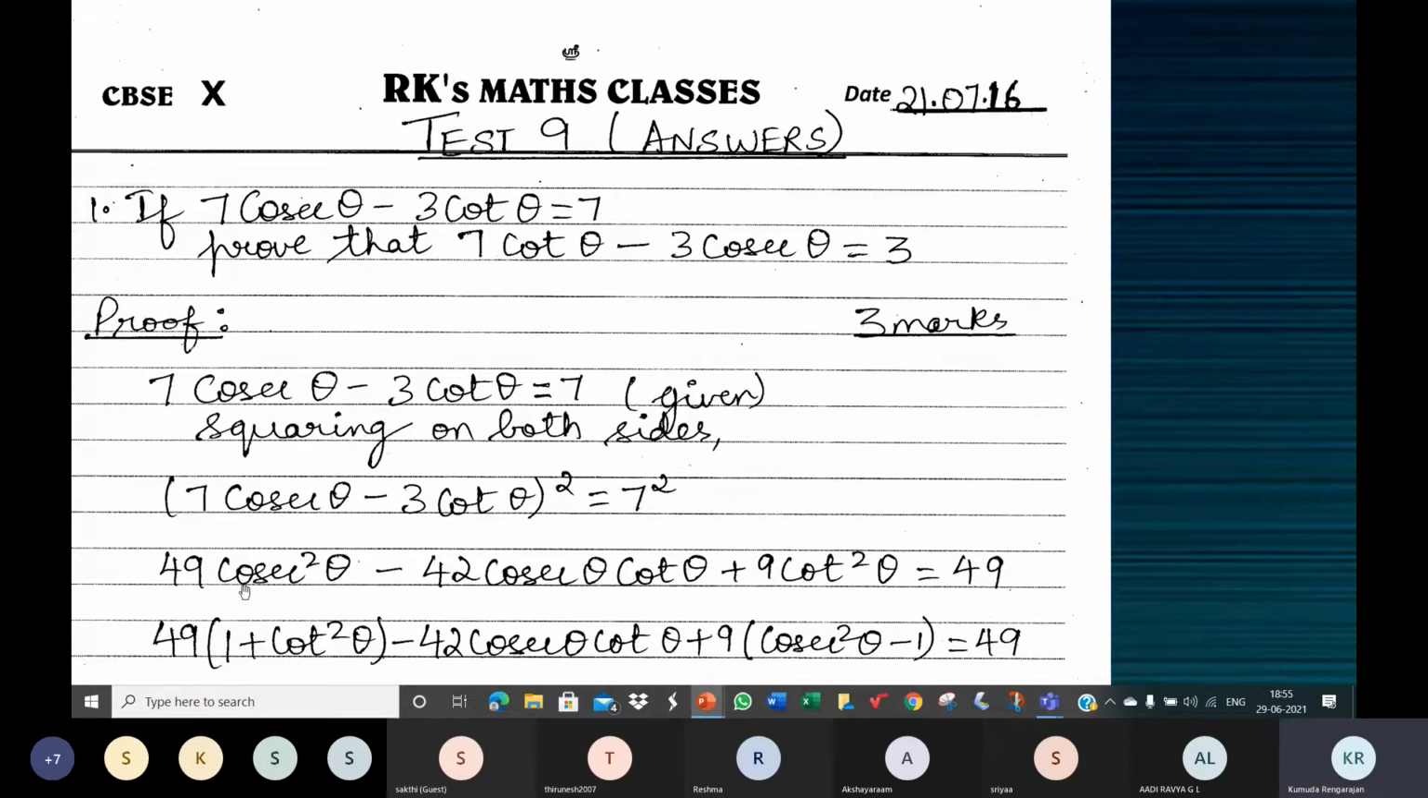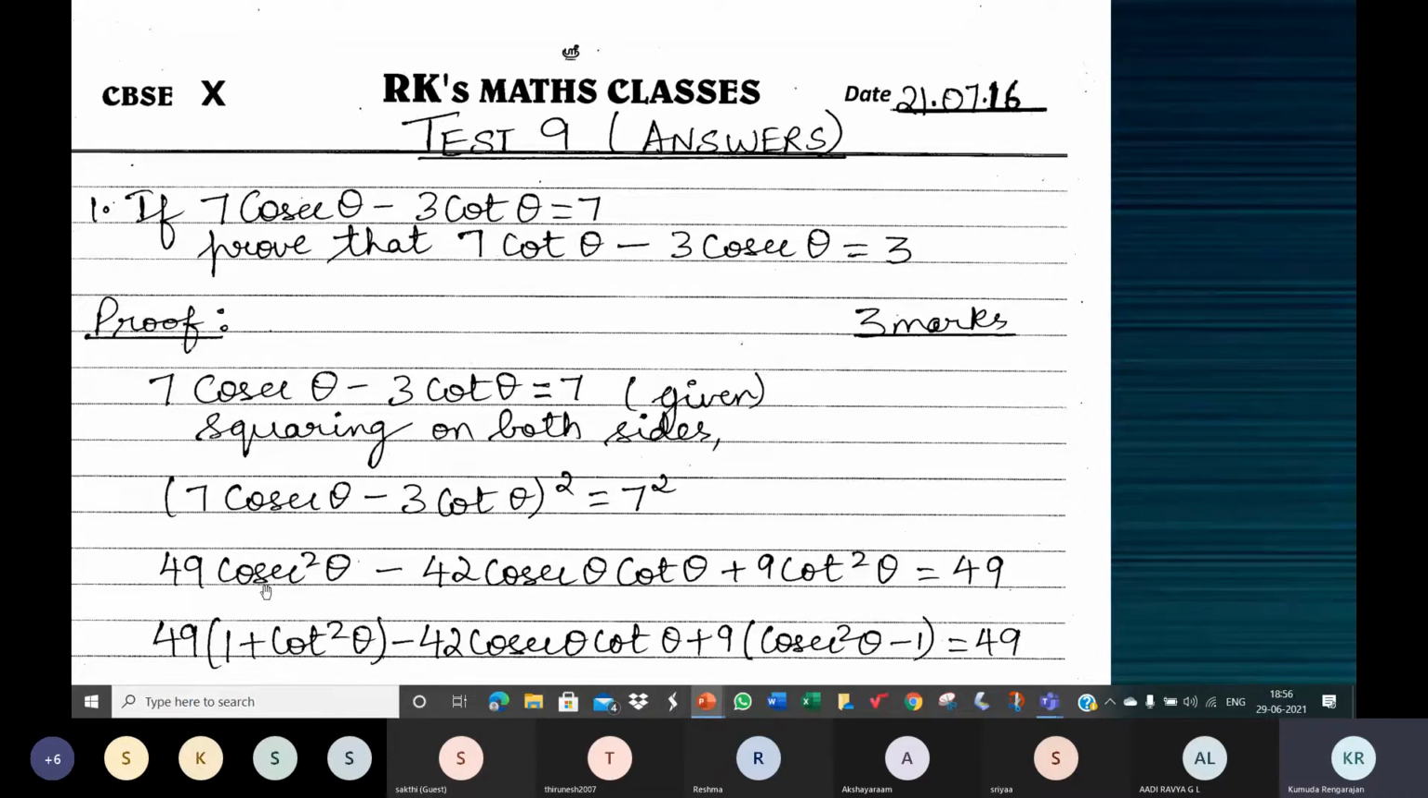replace cosecant square theta using the identity cosecant square theta minus cot square theta is 1. So cosecant square theta is 1 plus cot square theta, and cot square theta is cosecant square theta minus 1. Because you can see here, 7 cosecant theta becomes 7 cot theta, and 3 cot theta becomes 3 cosecant theta.